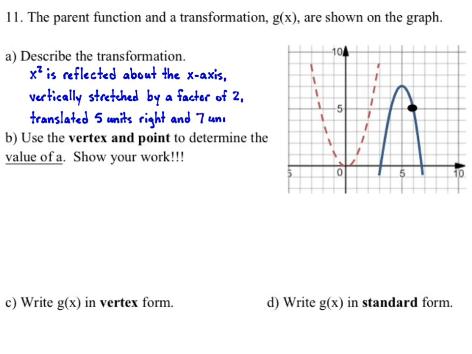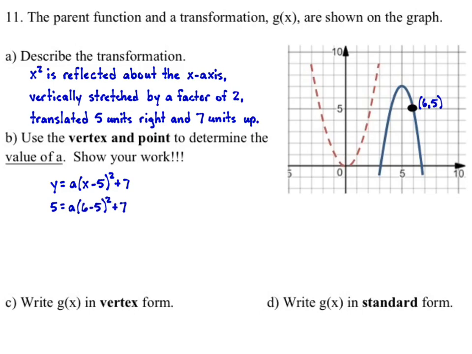Now, for part B, it says use the vertex and the point to determine the value of a. Now we've done a couple of these already. The vertex here was 5 comma 7. When I plug the vertex into my vertex form, I'm going to get x minus 5 squared plus 7. We're trying to figure out the a value, so we're going to take the other point that I have, the 6 comma 5, and plug that into x and y. So we get 5 equals a times 6 minus 5 squared plus 7.